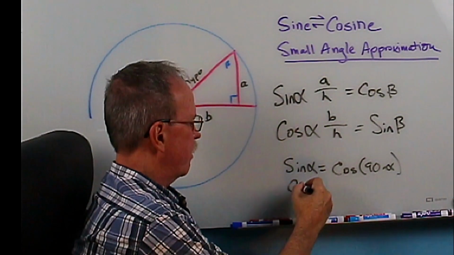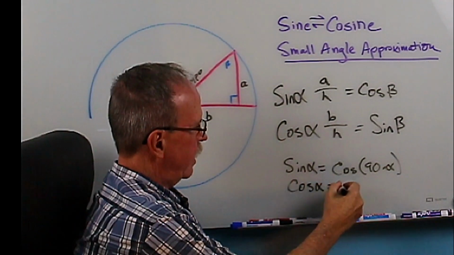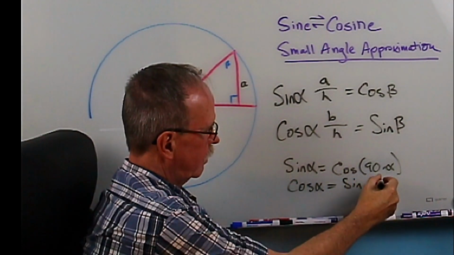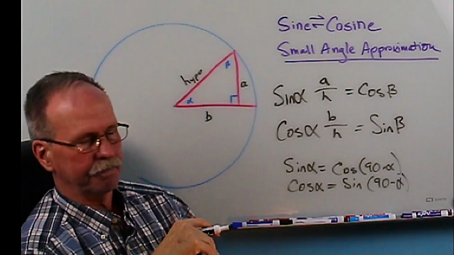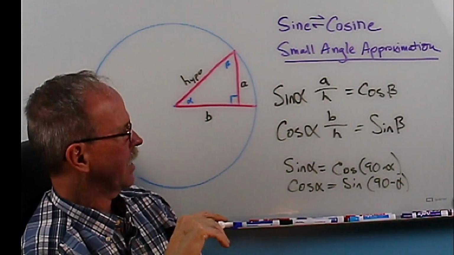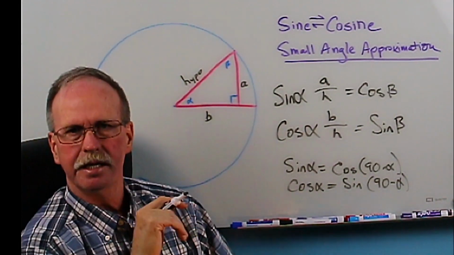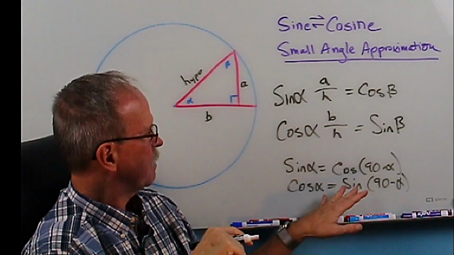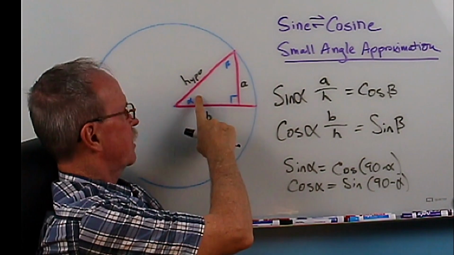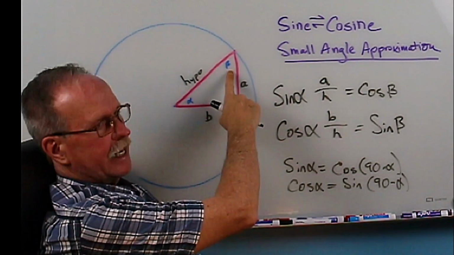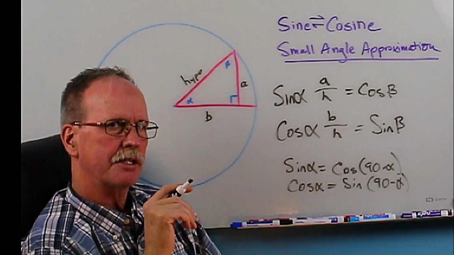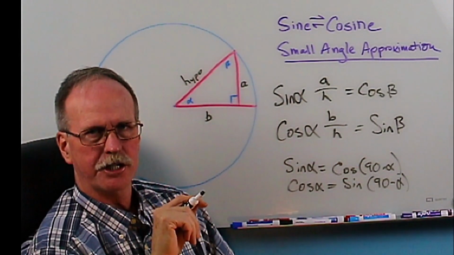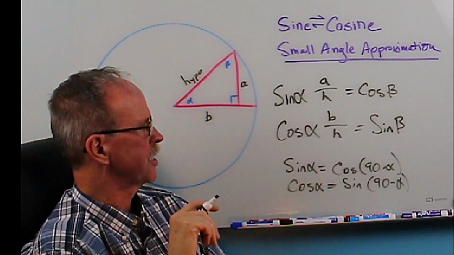Likewise, the cosine of alpha equals the sine of 90 minus alpha, which again is beta. But we're going to write it like that because that's the way that we need to think about it. These are complementary angles. If you look at this angle, its complement is that angle up there, which is 90 minus the original angle.